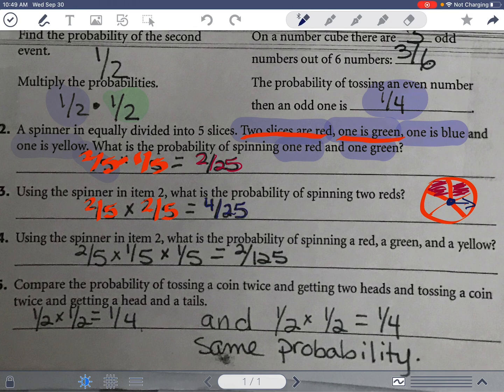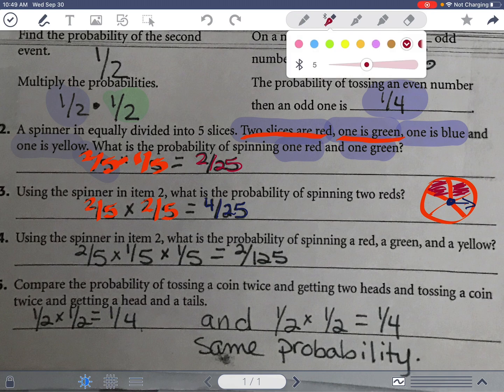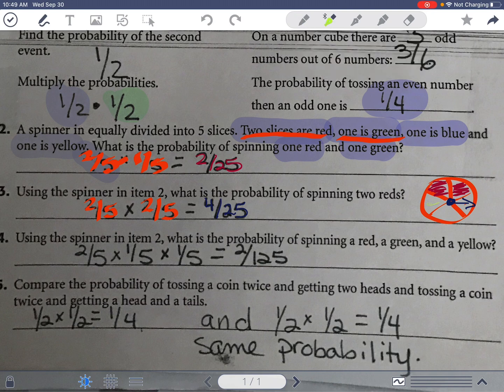Number 4, use the spinner in item 2. So there were 2 red, 1 is green, 1 is blue.